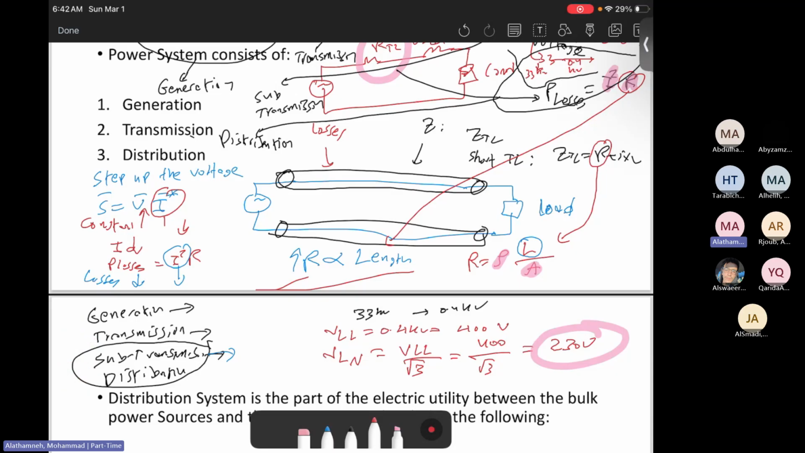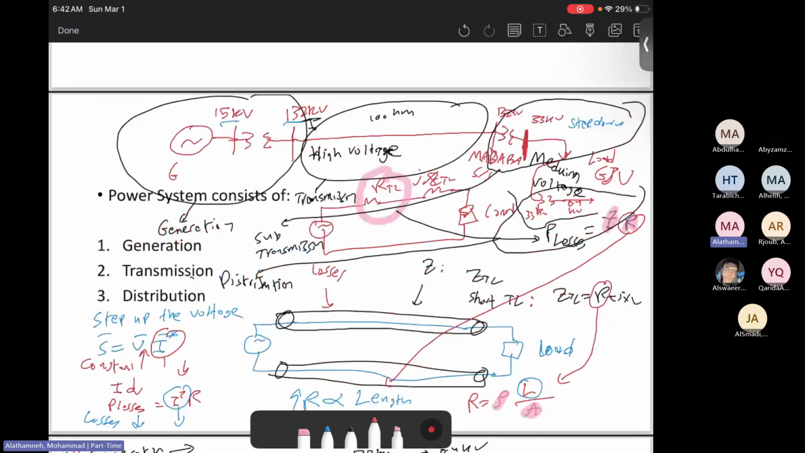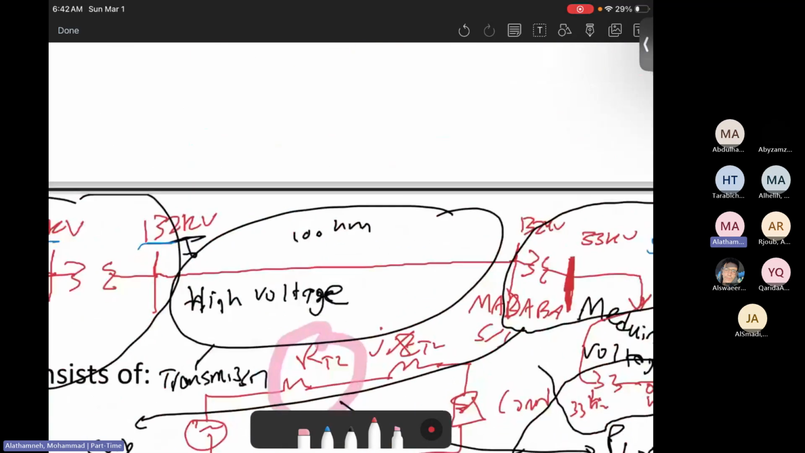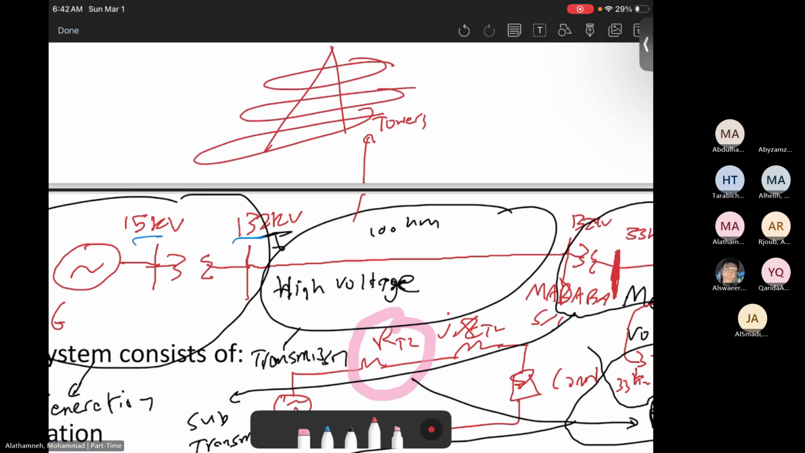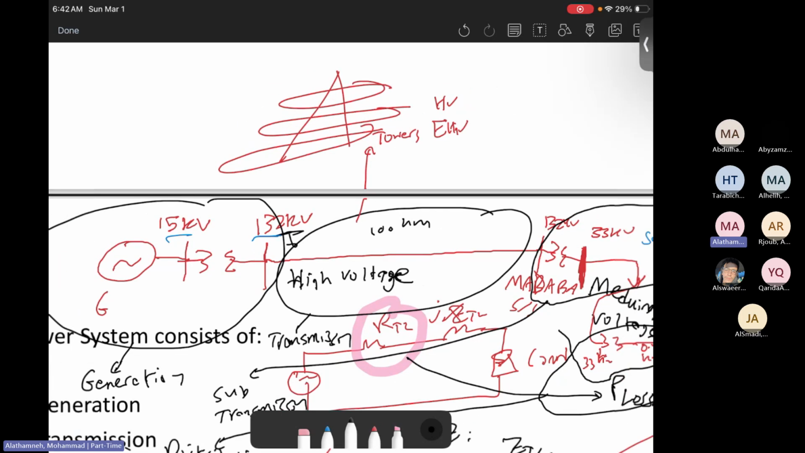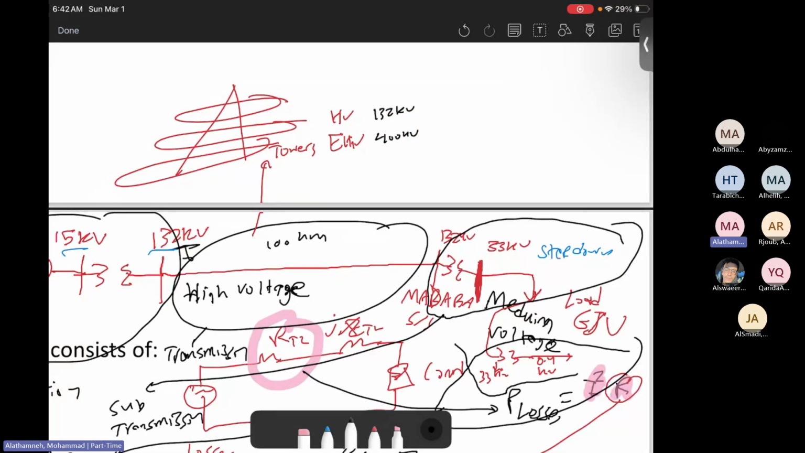The other thing is what the transmission line looks like. In high voltage, the transmission looks like towers, big towers, very big towers like this shape. However, this is in high voltage and extra high voltage. What I mean by high voltage is 132 kilovolts. Extra high voltage, I mean this, which is 400 kilovolts, while this is high voltage. In sub-transmission, this is what there was in transmission.